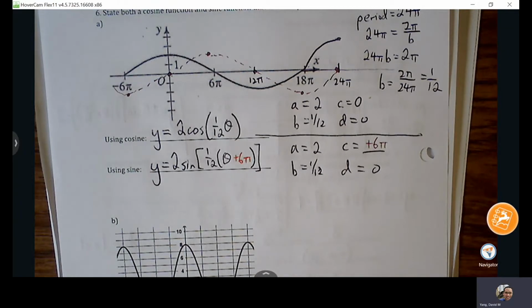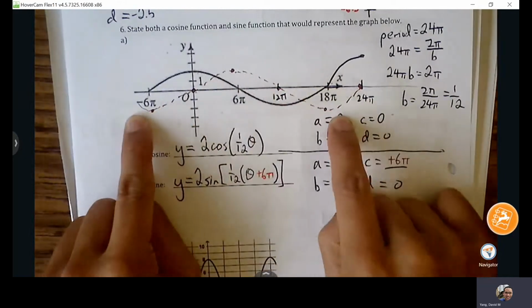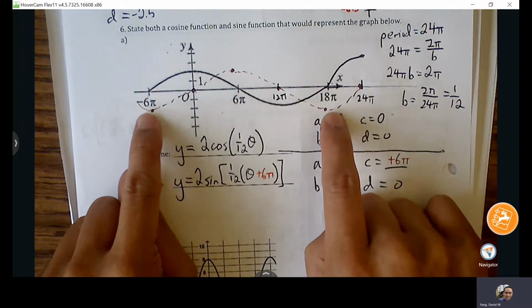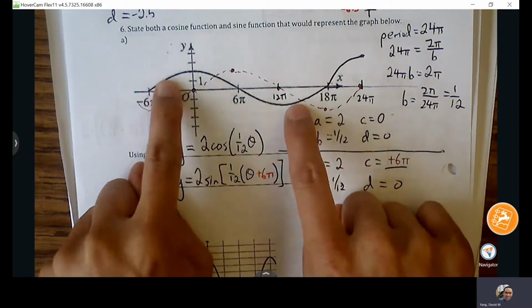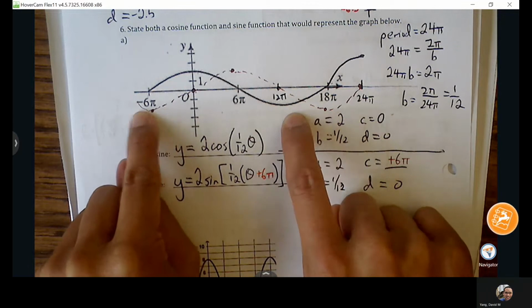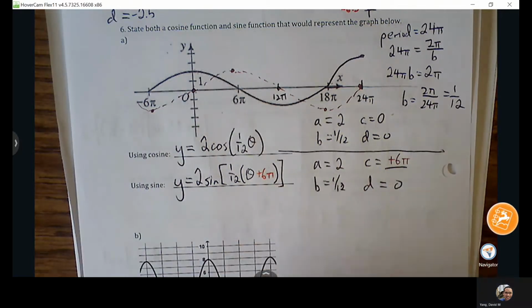Can you explain how you got that 6 pi? Good. So here's my sine graph, right? There's my sine graph. How far would you have to move this dotted line to turn it into this graph in black? There you go. So that's how we know plus 6 pi.